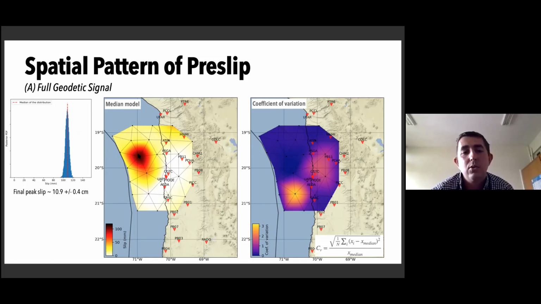So for example, here you have a rather large slip of 10 centimeters and a very low standard deviation. Here you have a very low slip but a very high standard deviation. This means that this point, for example, is less well constrained than this point here. But what is more important is that where we have a lot of slip, we see that the uncertainty is rather low, and so this portion of the fault is rather well constrained. So that is for the spatial distribution of slip.